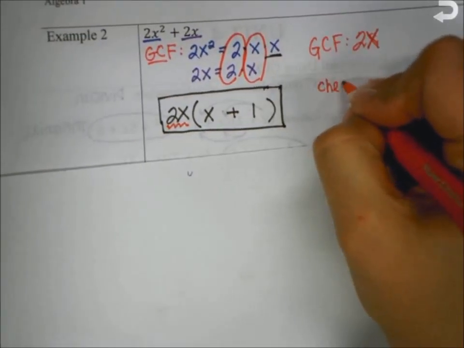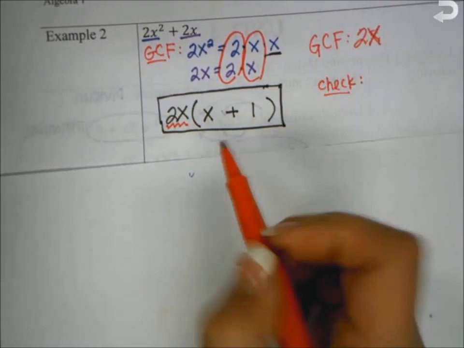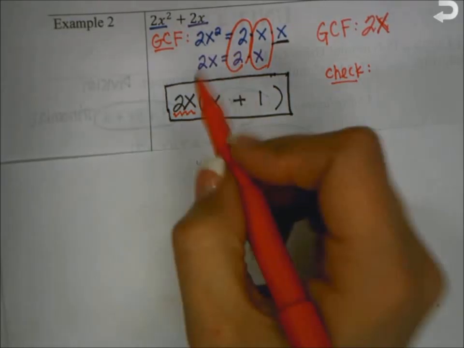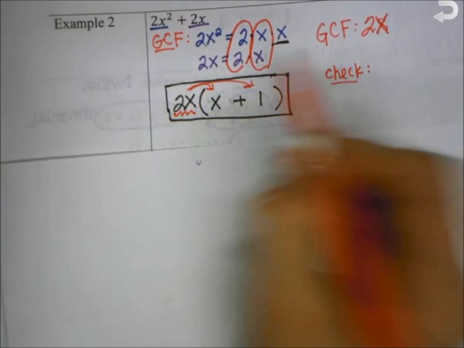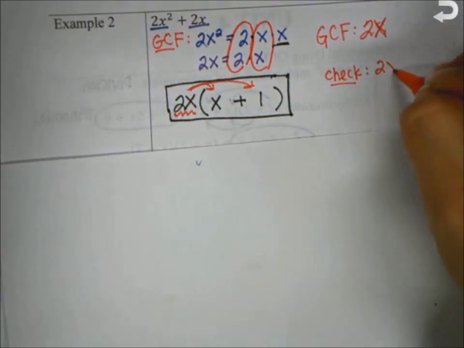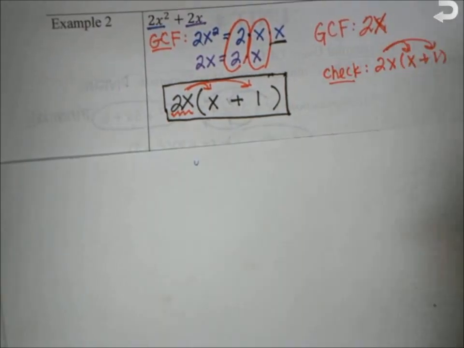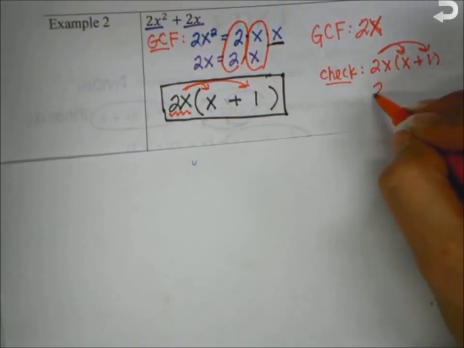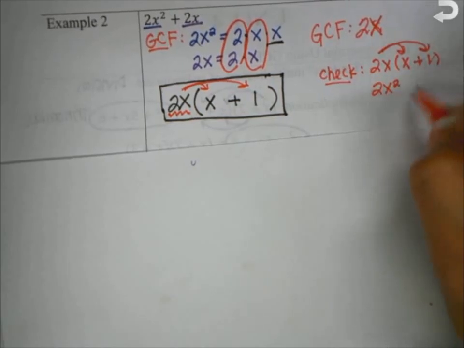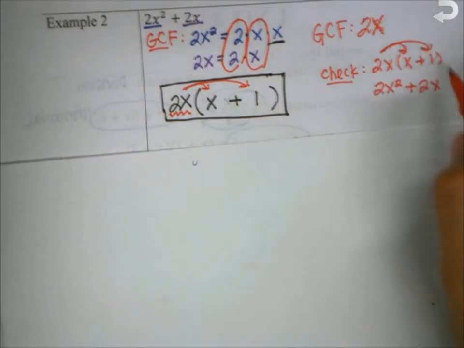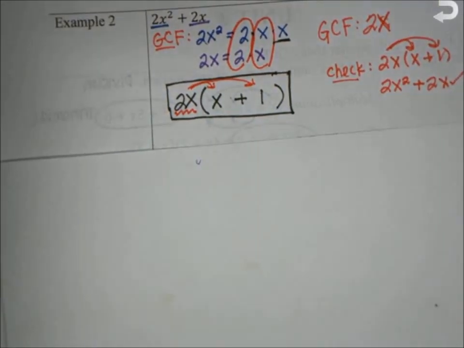What I did here was undo the distributive property. So how would I check that I got the right answer? I would redistribute, right? So my check would be to distribute 2x into x plus 1. What's 2x times x? 2x squared. And what's 2x times 1? Plus 2x. Is that where I started? Yep, so I got the correct answer. Good questions. Let's try this one.